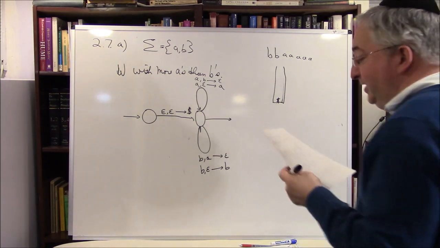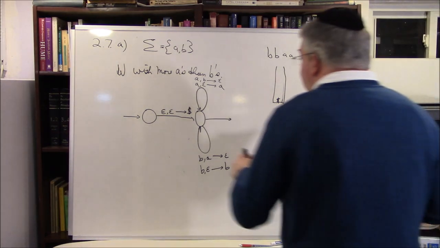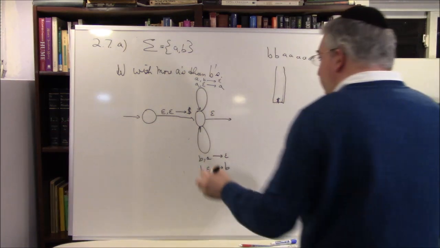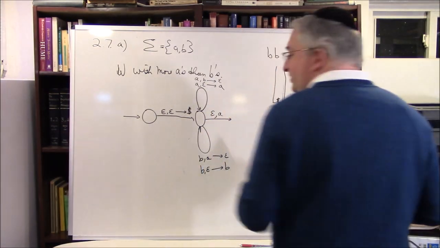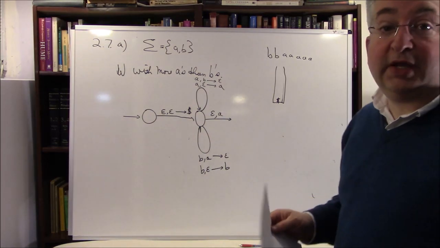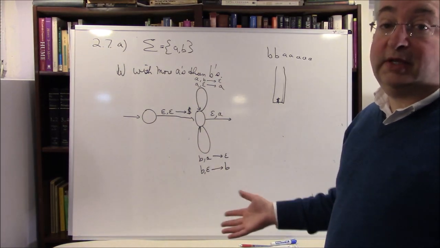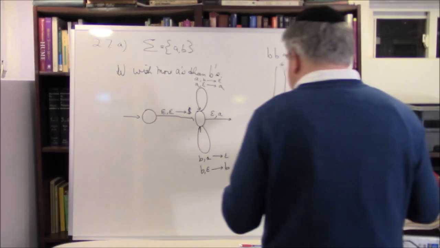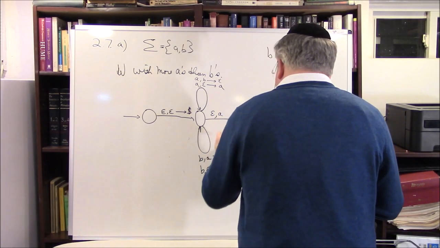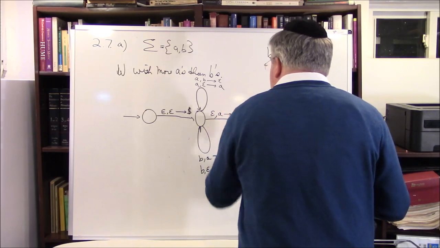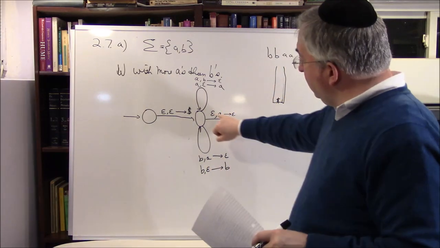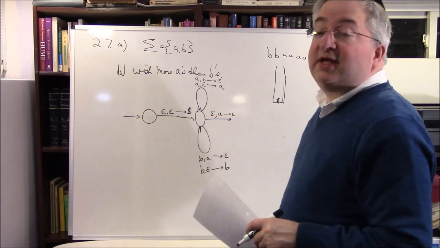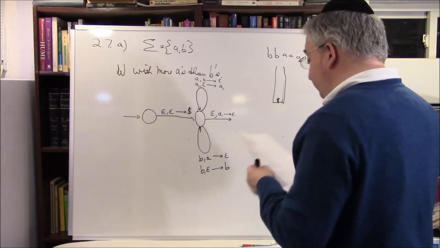What's going to happen at the end? At the end, you're not going to read anything. You finish reading, but you still have an A on the stack. By the way, if you still have a B on the stack, that means you had more B's. Stop. Okay, go here. Don't put anything on. So again, what does that say? You finish reading your word. You have an A on top of your stack. Don't push anything on. Great.